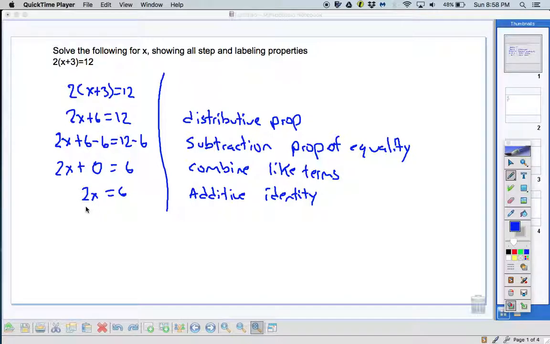The next thing we're going to do is divide both sides by 2, because we want to get rid of this 2. And since we do things to both sides, that's another property of equality. In this case, it's the division property of equality.